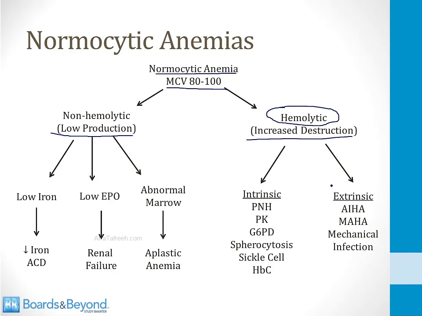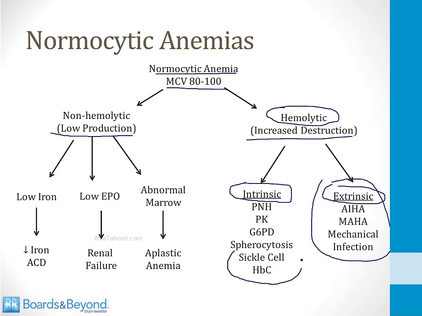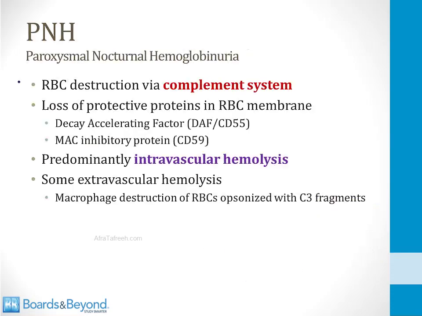There are those that are caused by something extrinsic to the red cell, and we have our own module on these. In this module, I'm going to talk about hemolytic anemias that are caused by something intrinsic to the red cell, in other words, some normal part of the red cell that becomes aberrant and starts to cause hemolysis. So we'll talk about a number of these disorders. I'll talk about all of them except for sickle cell and hemoglobin C, which have their own module. So the first disorder we'll discuss is paroxysmal nocturnal hemoglobinuria, or PNH.